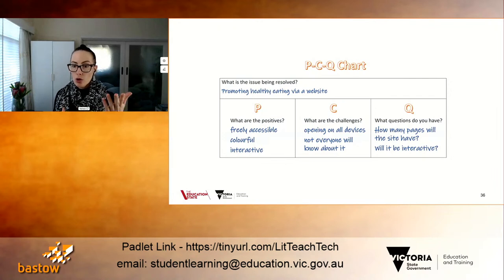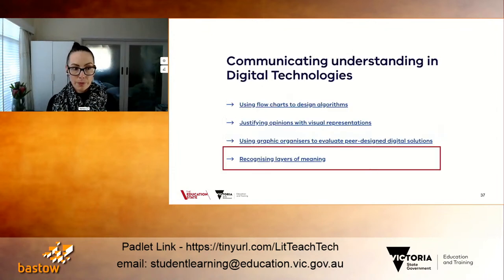So too often we're giving the kids this, telling them how to do it. We're not showing them. And then we're expecting them to be able to engage with this content fully. So we've got to pull ourselves back up that gradual release of responsibility. And then the final section in that communicating understanding is about recognizing layers of meaning.